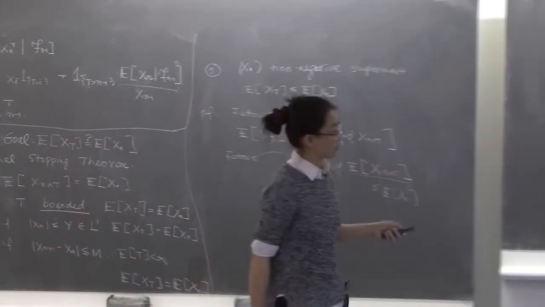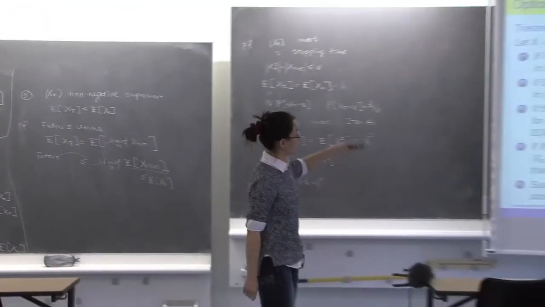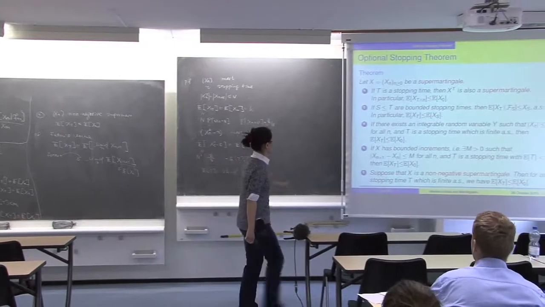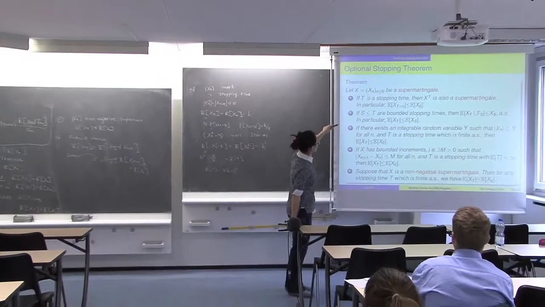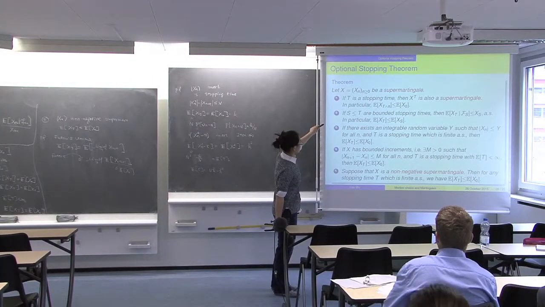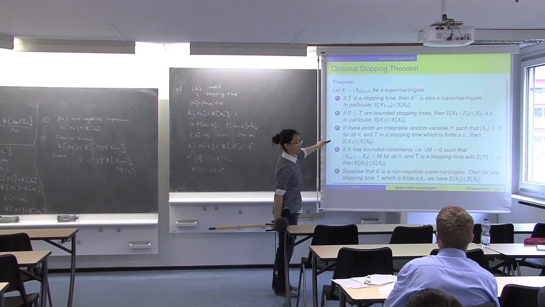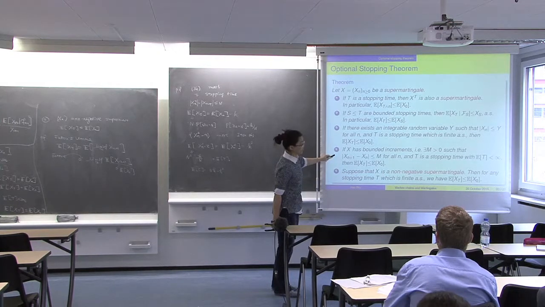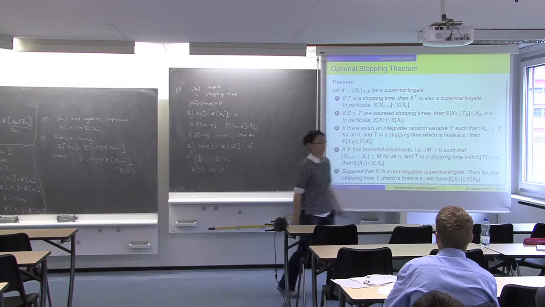This is the only difference from the previous four criteria. In the previous four criteria, either we need to assume tau is bounded, or we assume the random variable is bounded, or we assume the random variable has bounded increments. And for the fifth one, we assume that it has to be non-negative.